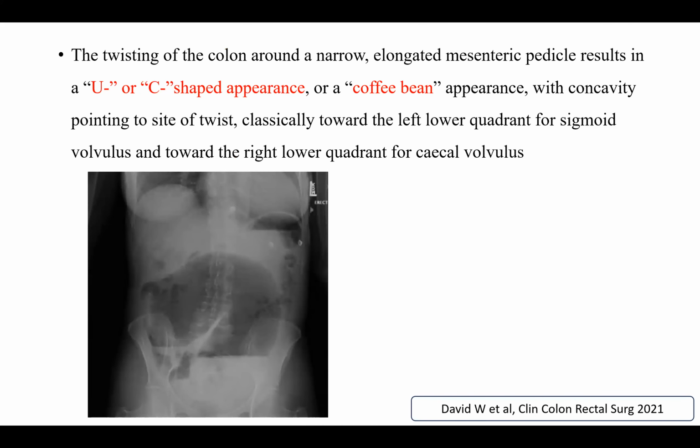And the twisting of the colon around a narrow or elongated mesenteric pedicle can show a U or C-shaped appearance, commonly known as the coffee bean appearance. And the concavity will be pointing towards the site of the fist. In sigmoid volvulus, it will be the left side.